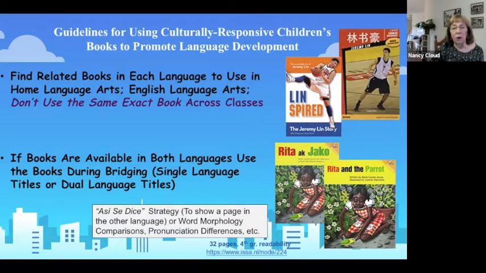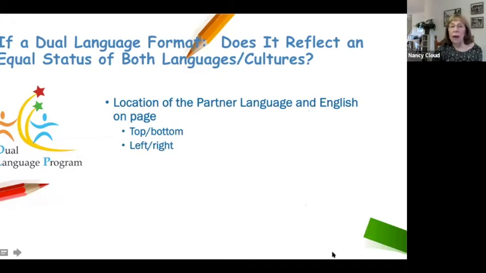And we can point out other differences as well, such as pronunciation differences or word morphology comparisons. If I am using a dual language format book, then I want to notice the status it ascribes to both languages and cultures. And I want to notice where is the partner language on the page and where is English. Is English always first? So if it's a top-bottom text arrangement, English is at the top and Russian is at the bottom. If it's a left-right orientation, is Chinese on the left and English on the right? I want to notice that.